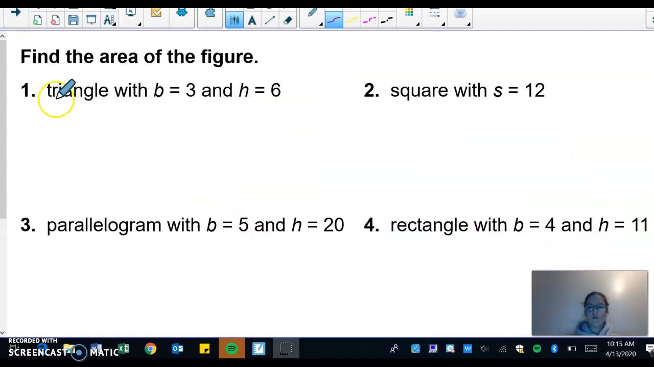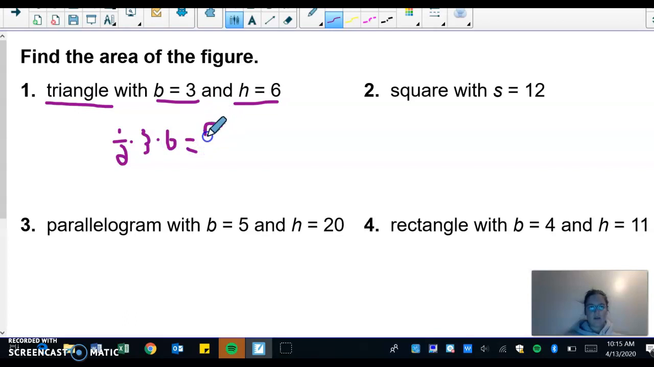A review of a bunch of different shapes. So first one, we have a triangle with a base of 3 and a height of 6. So that's 1/2 times 3 times 6. So 1/2 of 18, which is 9. And the square, you have square is length times width, and sides is 12 since all sides are equal. So that's going to be 12 times 12, which is 144.